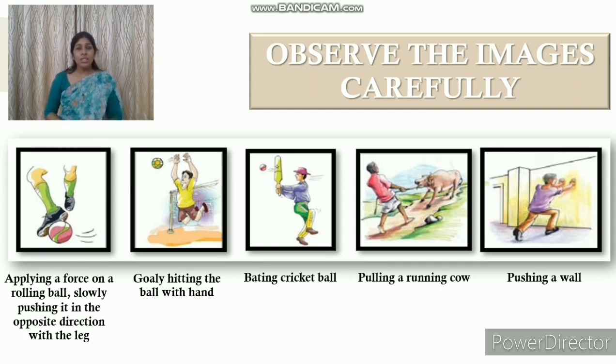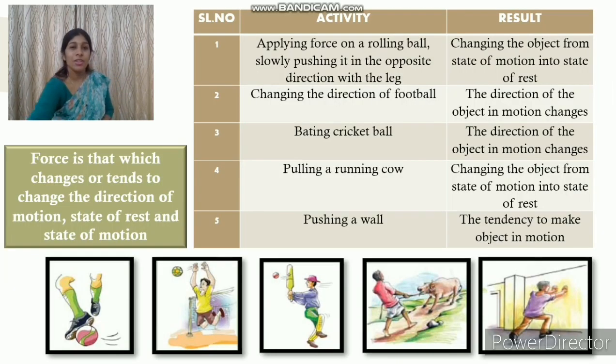Let's see what are the results of this type of force. So, here are the results. Now, we are going on to the first case. Applying force on a rolling ball, slowly pushing it in the opposite direction with the leg. What is the result? That is, changing the object from state of motion into state of rest.